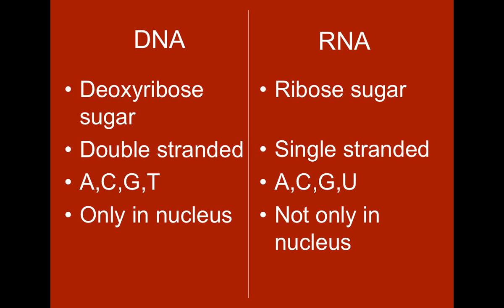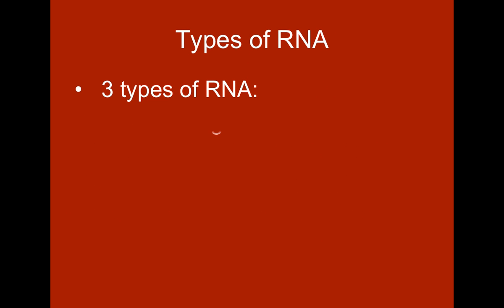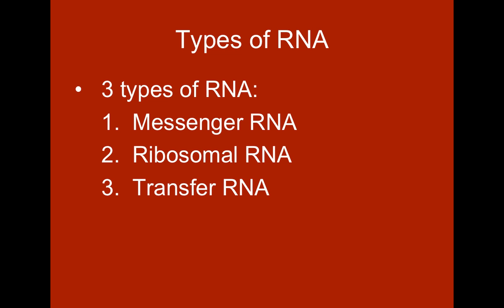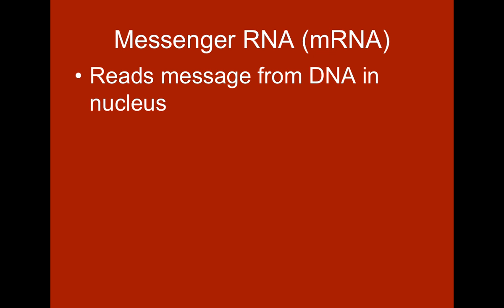Now, we also have some different types of RNA. It's not that their structure is any different, but it's how they work that is different. So the first type is messenger RNA. Then we have ribosomal RNA and transfer RNA. And if you look in your notes, we're going to go through each of those. So the first one we're going to talk about is the messenger RNA, the mRNA.